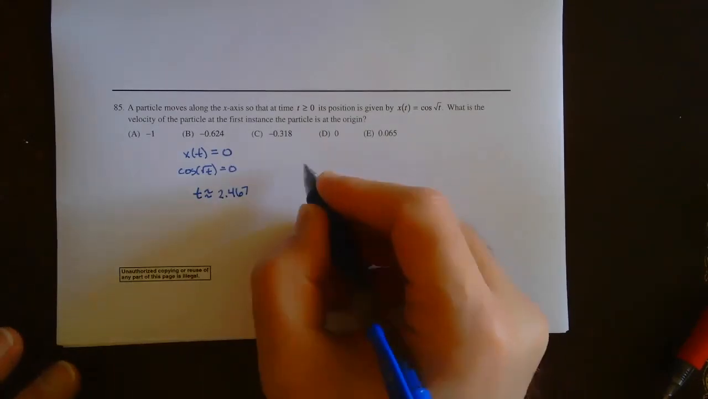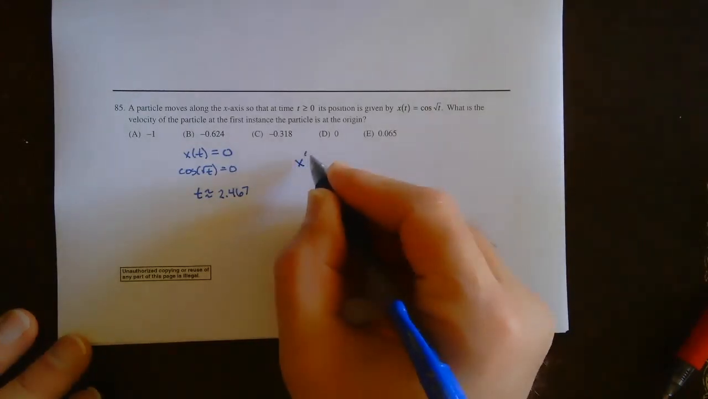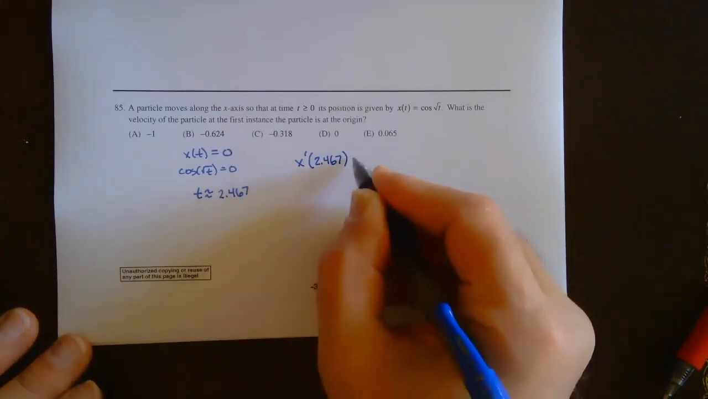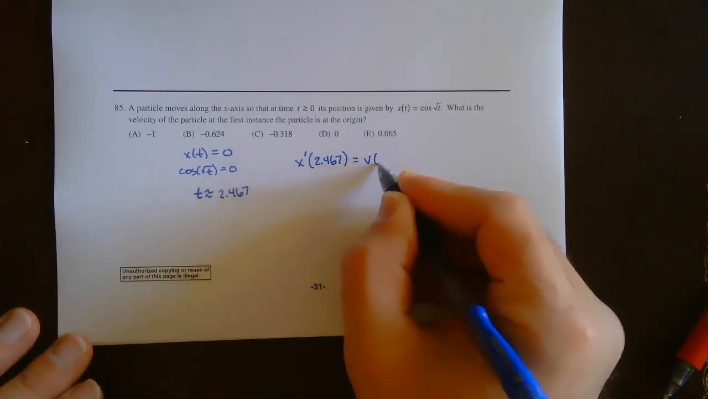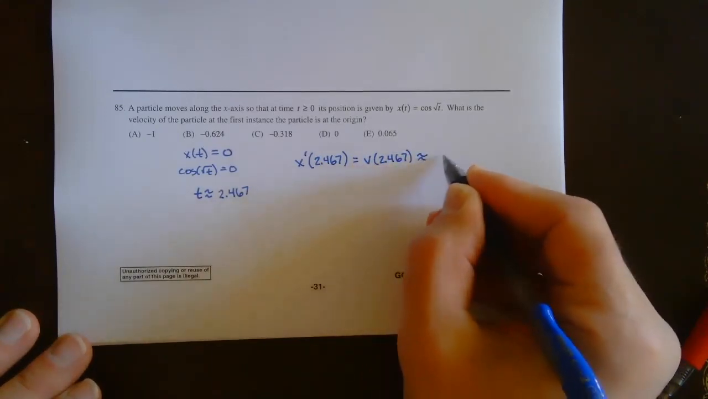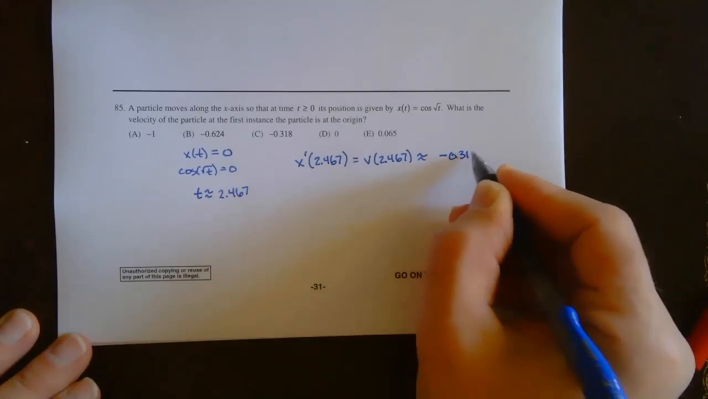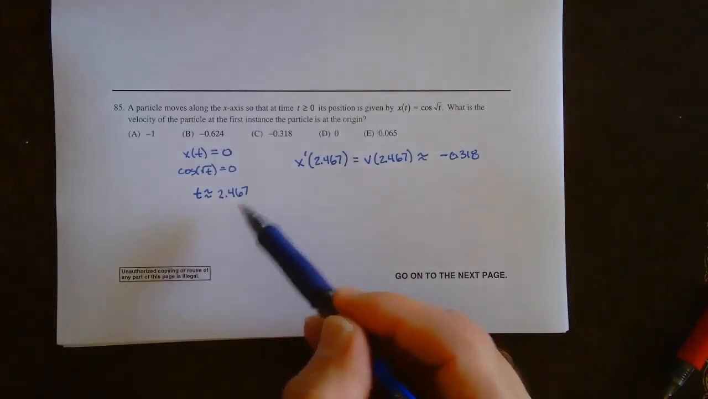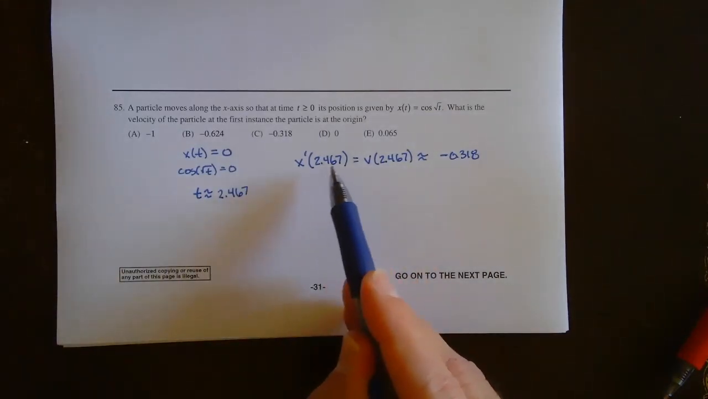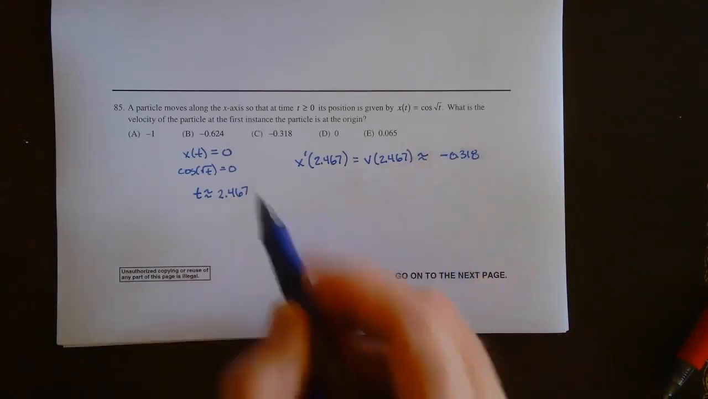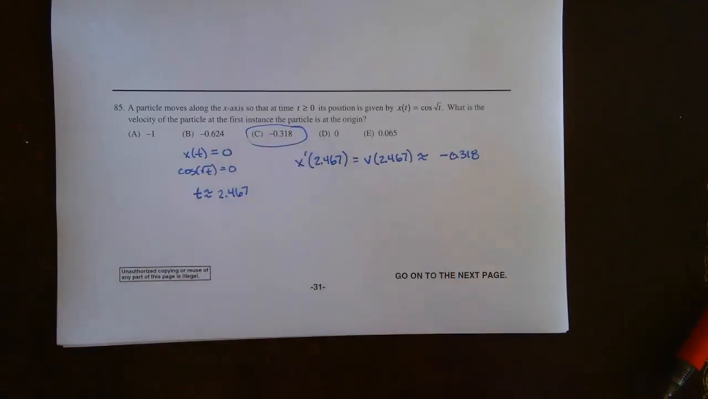Now, what do we want to do? We want to find x prime of 2.467. Now, why are we doing that? Because that's the velocity, right? So this is equivalent to velocity at 2.467. And what we got out for that is negative 0.318. So you'd have to write up the equation that you're solving, and then show that you're putting that value that you solved for here into the derivative and getting your final answer, which is C. And that's what you would need to show for the AP exam this year.